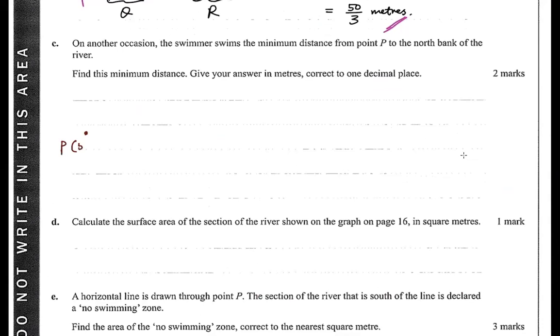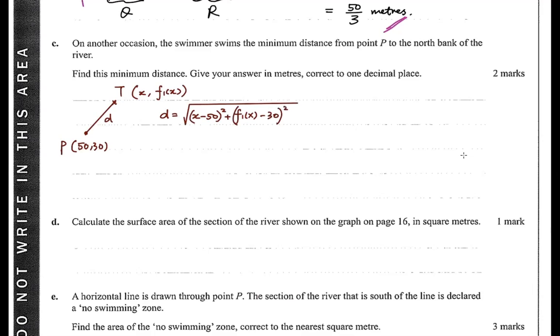P is here, (50, 30). Another point T is on y equals f1 of x. So this is the distance. Distance equals the square root of (x minus 50) squared plus (f1 of x minus 30) squared. This will do.